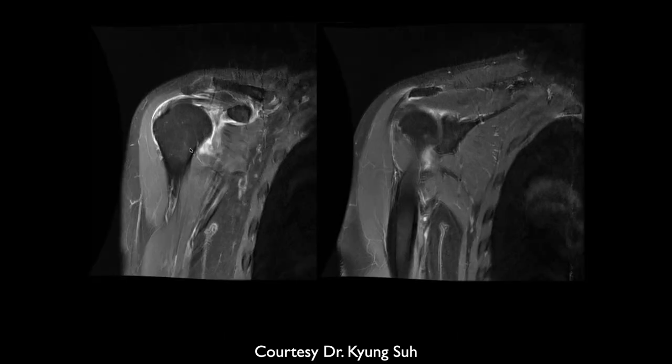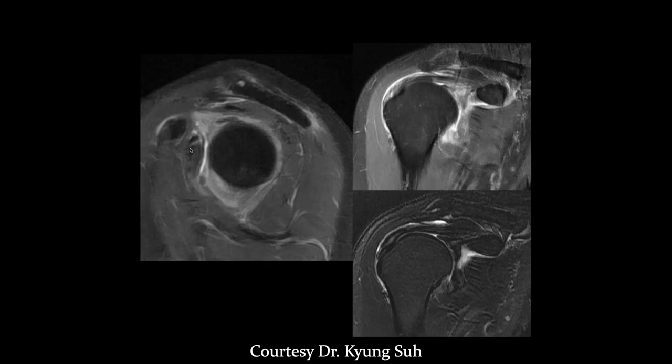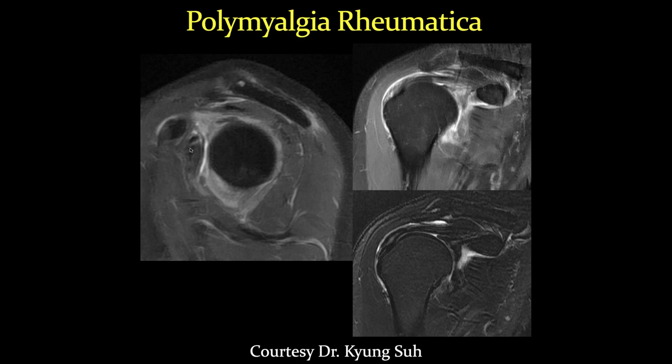And here in the shoulder, he has increased signal at the rotator cuff attachment, supraspinatus, and also kind of diffusely throughout the rotator cuffs, maybe subscapularis as well. The important thing, I think, is to get it in the right category: systemic inflammatory disease, and then let the rheumatologists work it out.